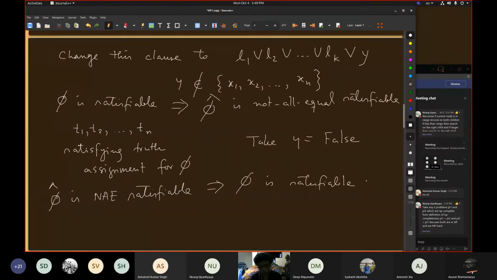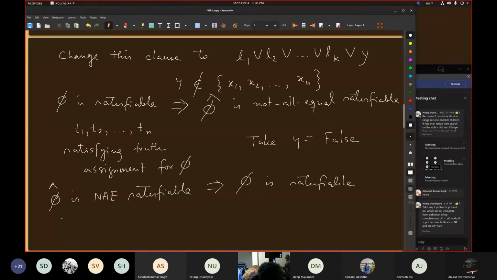Or you can prove the contrapositive: if phi is not satisfiable, then phi hat is not NAE satisfiable. But anyway, let's do this directly. The converse. So for this, if we have a satisfying assignment for NAE SAT, say x1 till xn and y, then if y is false, x1 till xn will be a satisfying assignment for CNF SAT. And in case y is true, we can just invert all of x1 till xn, so we will get an assignment for CNF SAT. Good. Okay, so that's it.